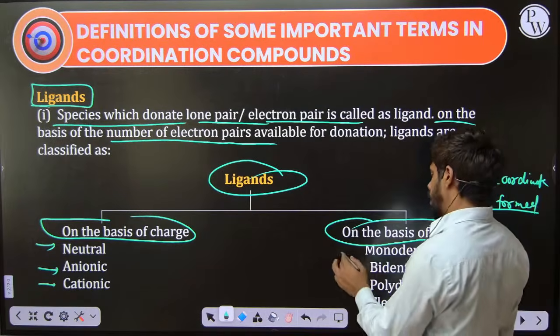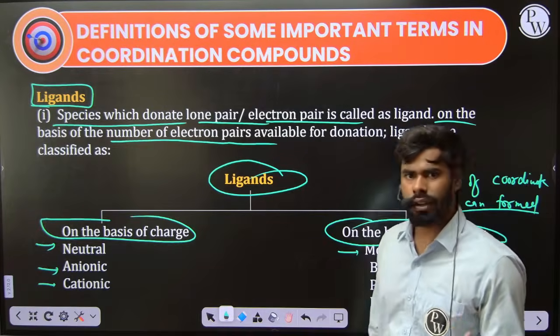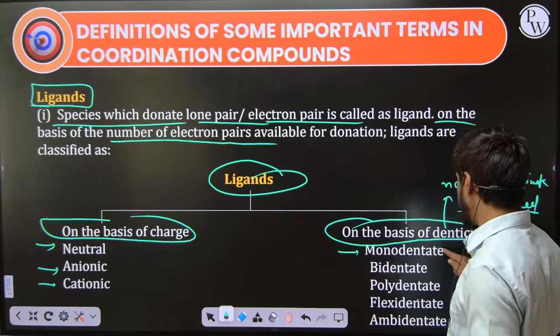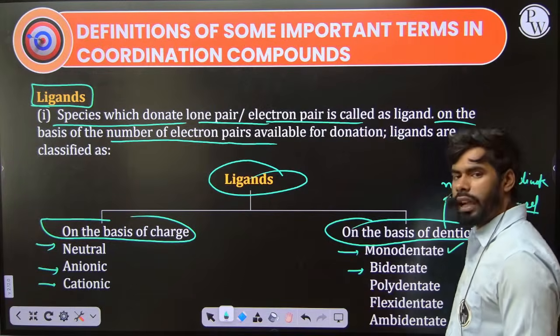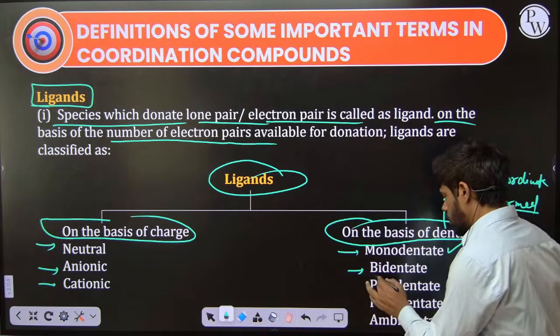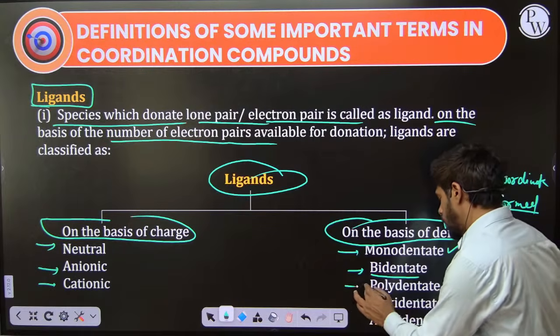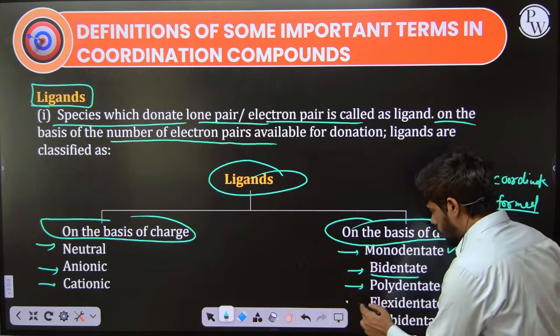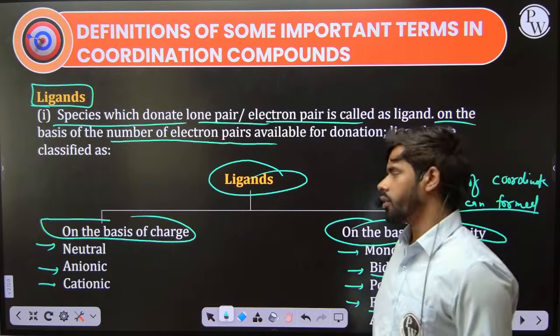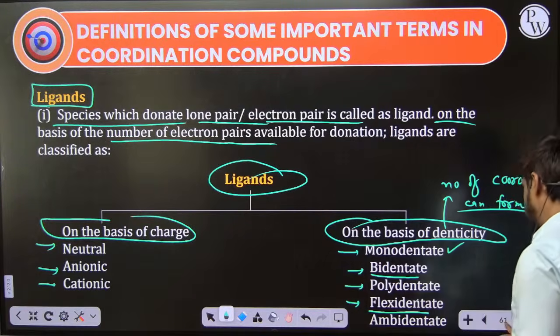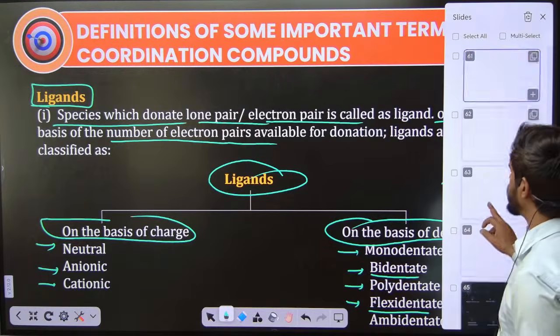If any species can form one coordinate bond, we say it is monodentate. If it can form two coordinate bonds, it is known as bidentate. Polydentate is more than two. Flexidentate is when a ligand can have a flexible denticity. So let's see one by one.